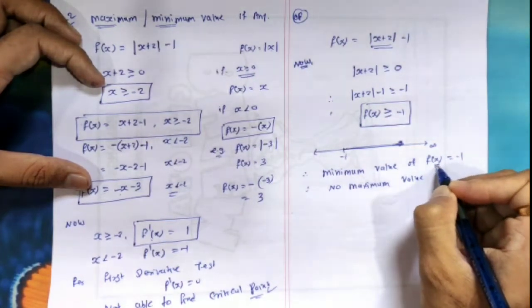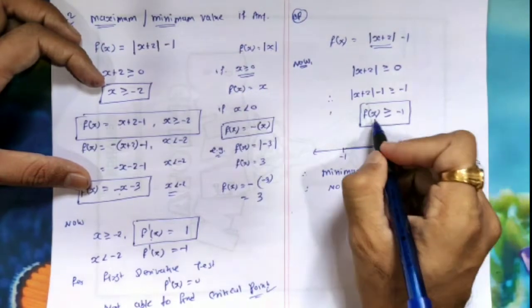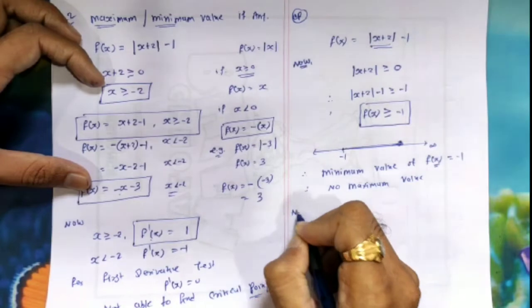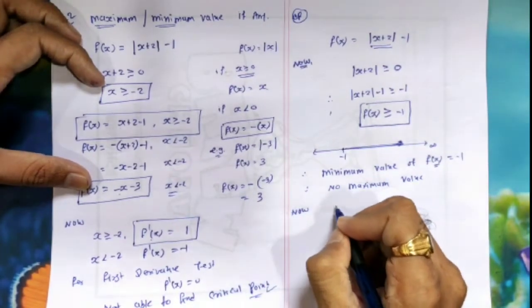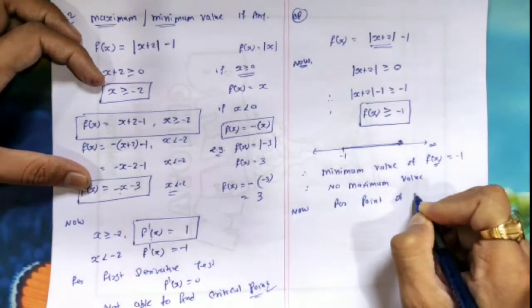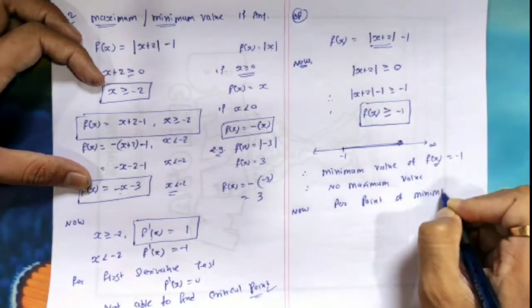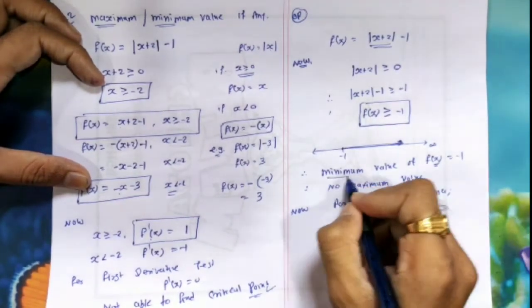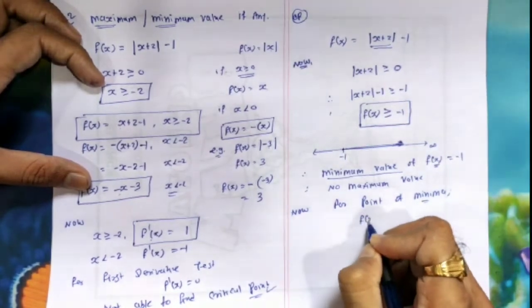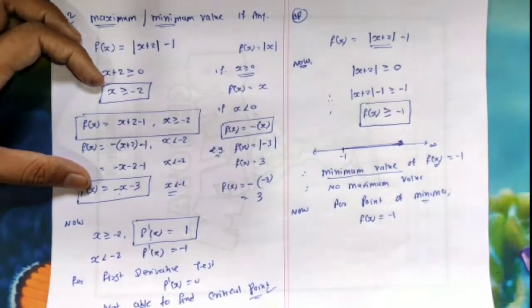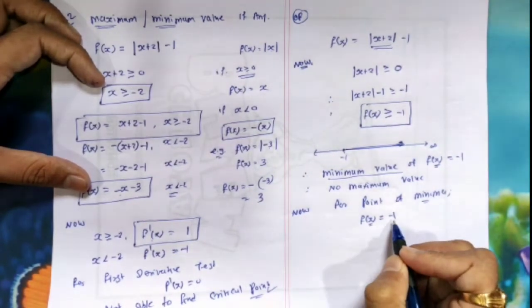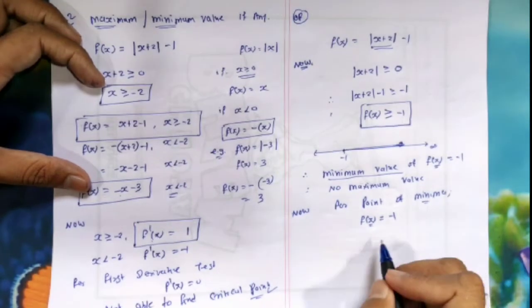So now we are trying to find the value of x. That means for which value of x this function attains the value -1. So for the point of minima, that means the point at which the function attains minimum value, the function attains which value? -1. So here the value of function f of x is -1. By solving this equation, we will get the value of x at which the function attains -1. That is known as the point of minima.